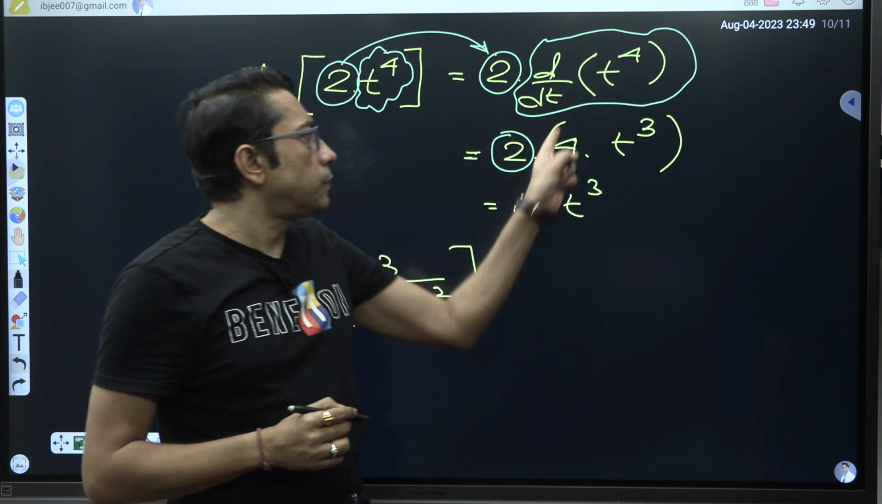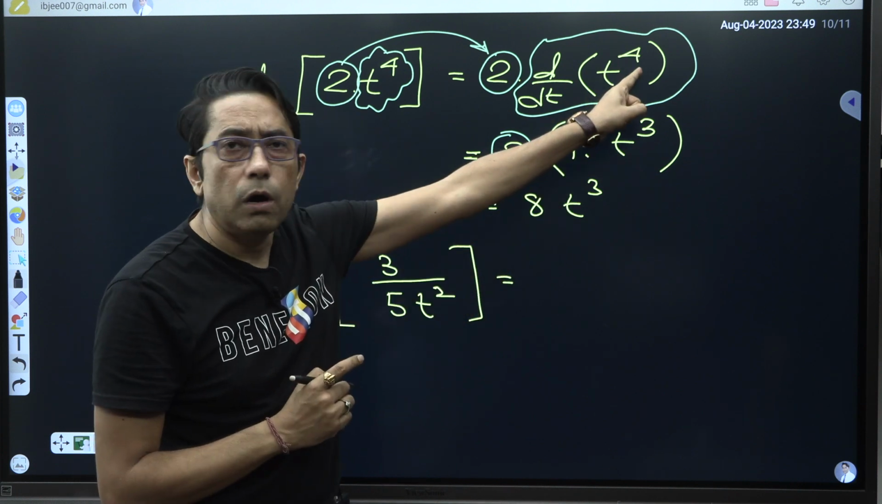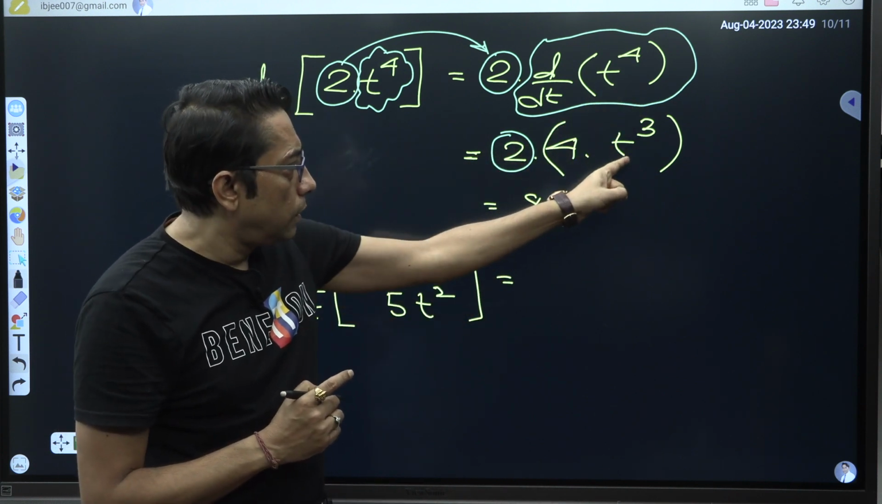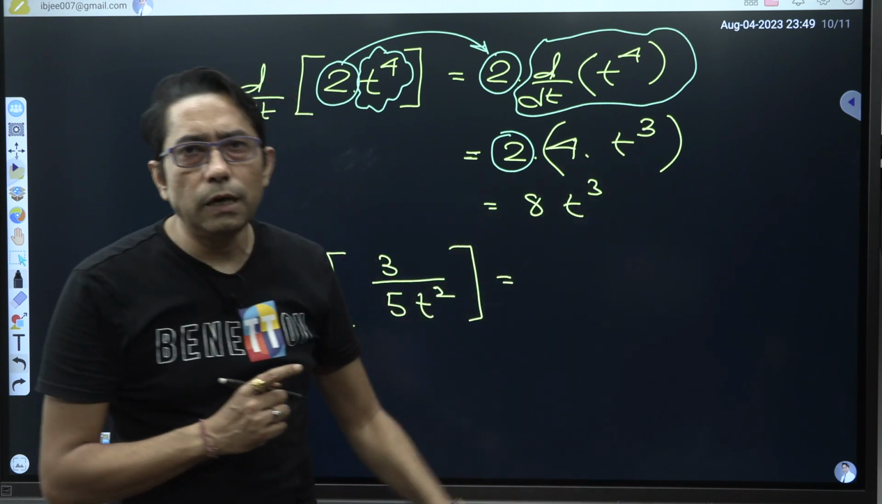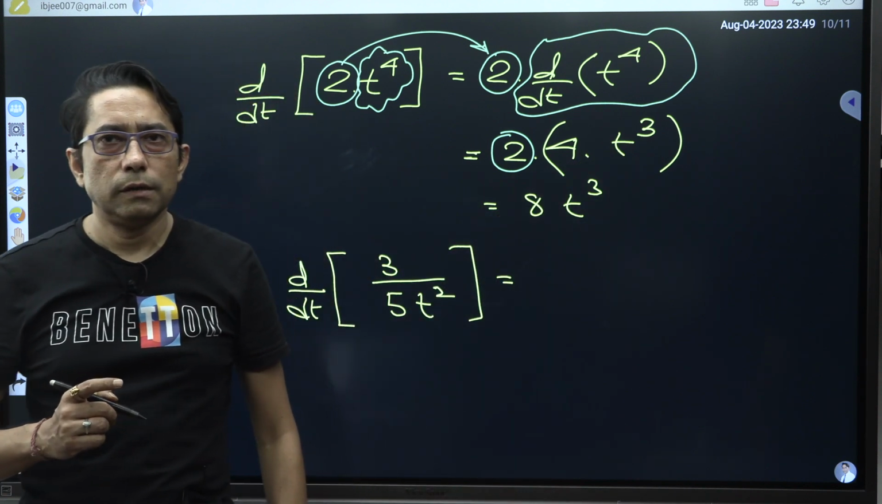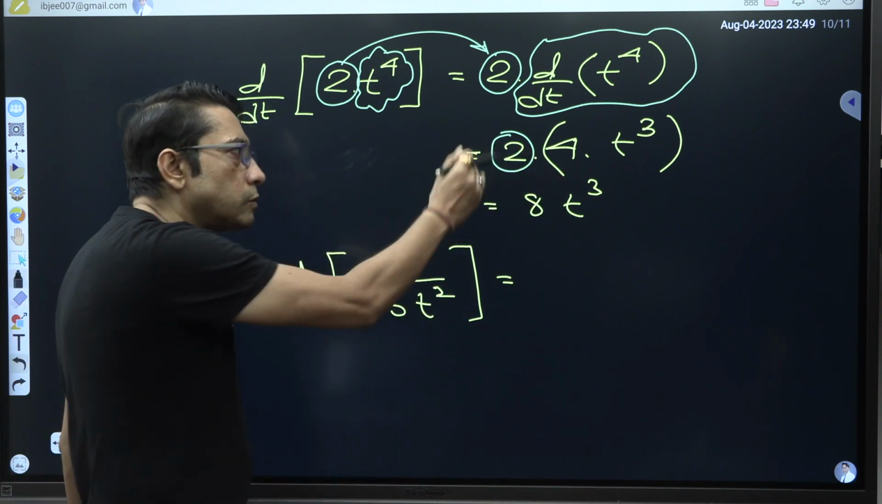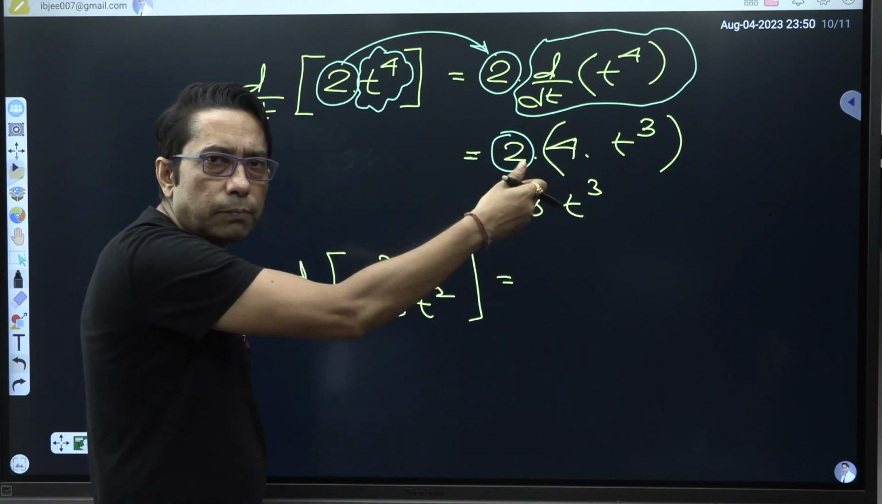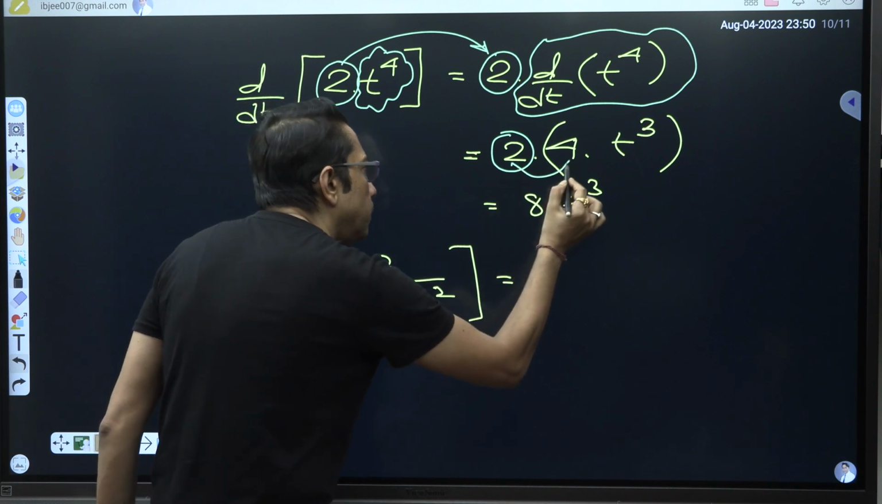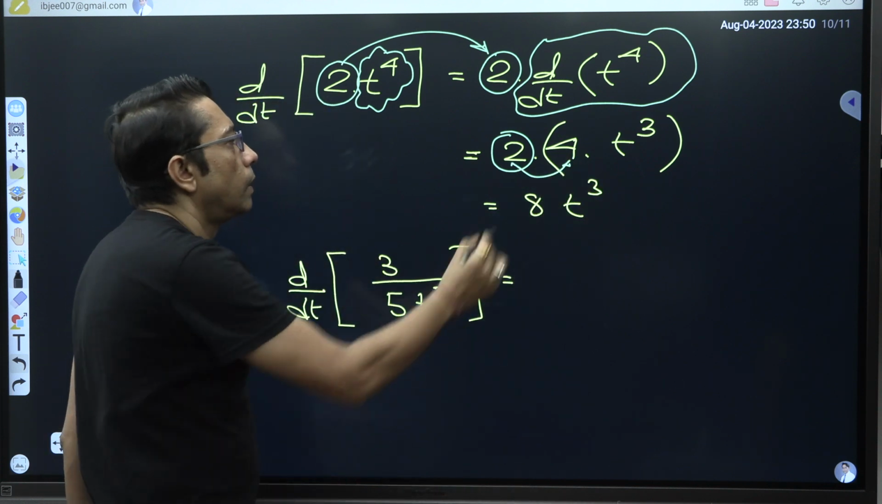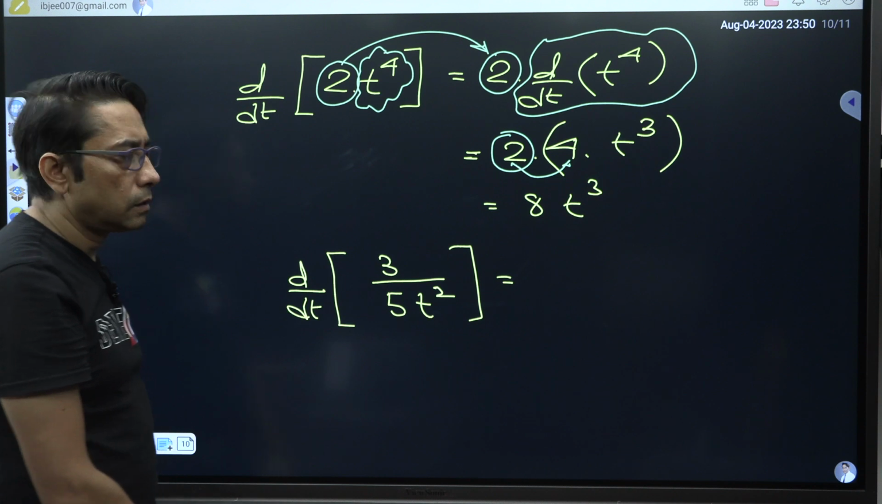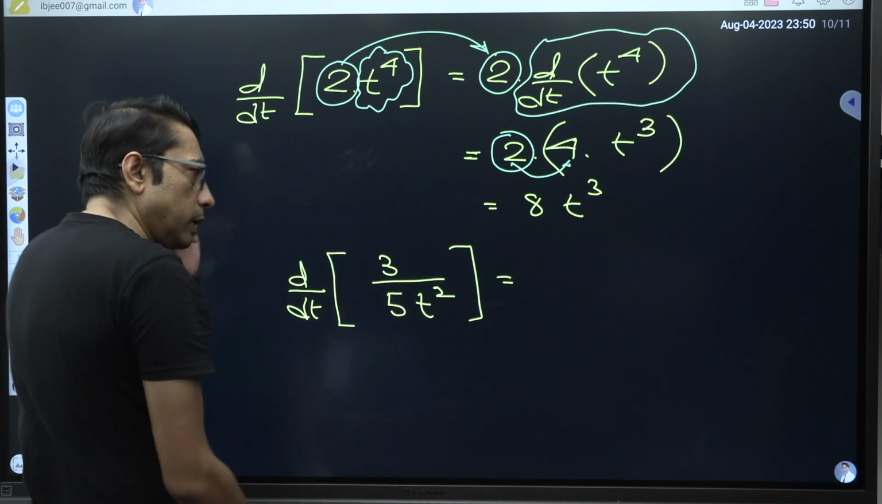The power comes first. What was the power of t? 4. Yes, that's it. And then 2 that was waiting outside the bracket to be multiplied just got multiplied with 4. So 4 into 2, 8. That's it. Okay.